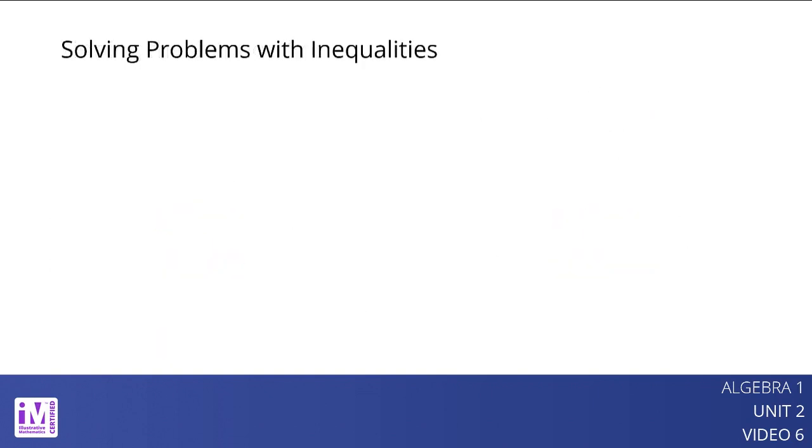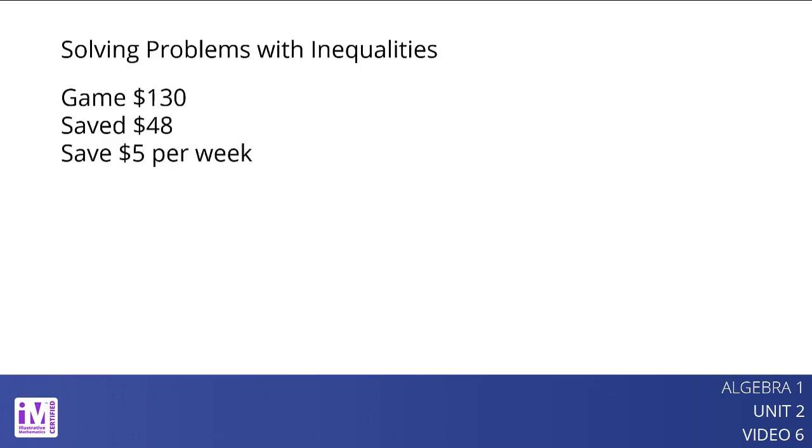Writing and solving inequalities can help us make sense of the constraints in a situation and solve problems. Let's look at an example. Claire would like to buy a video game that costs $130. She has saved $48 so far, and plans on saving $5 of her allowance each week. How many weeks W will it be until she has enough money to buy the game? To represent the constraints, we can write 48 plus 5W is greater than or equal to 130.